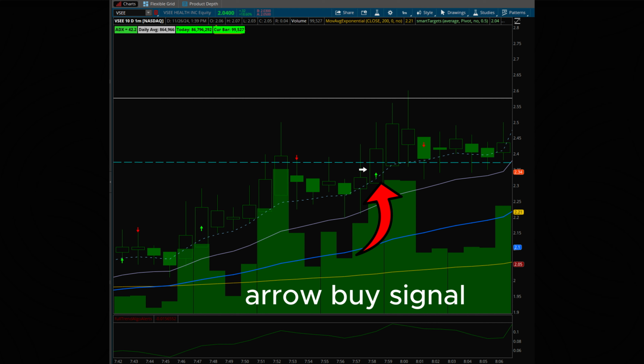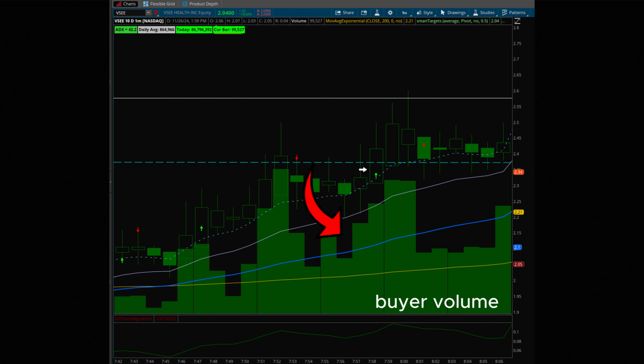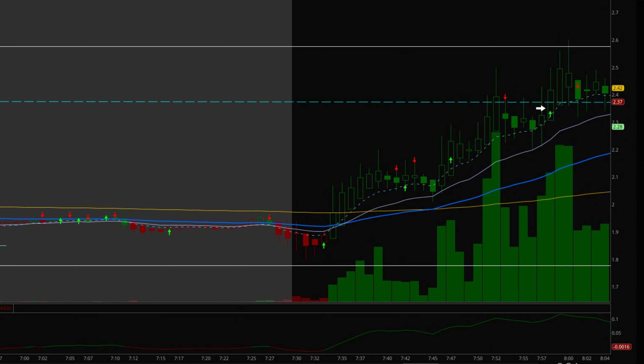Why in this case is that green arrow valid? Well, because buyer volume was more than double the seller volume on this pullback here. And guys, that's an important clue to watch for when confirming your entry on a pullback. We had higher buyer volume than the seller volume on this pullback.